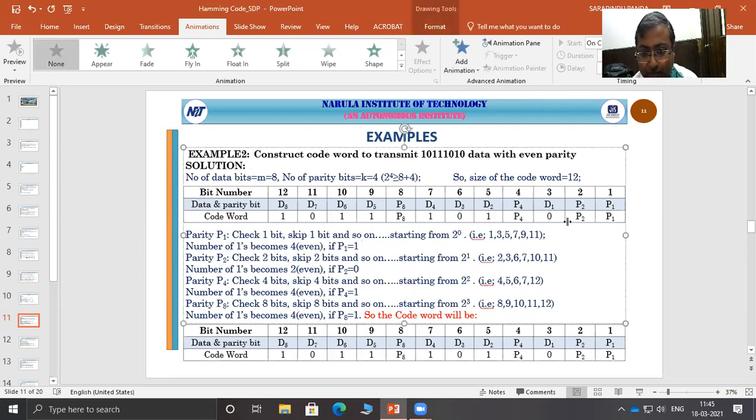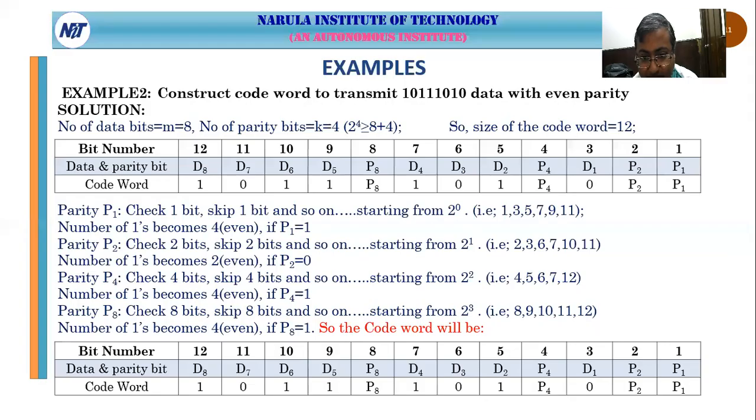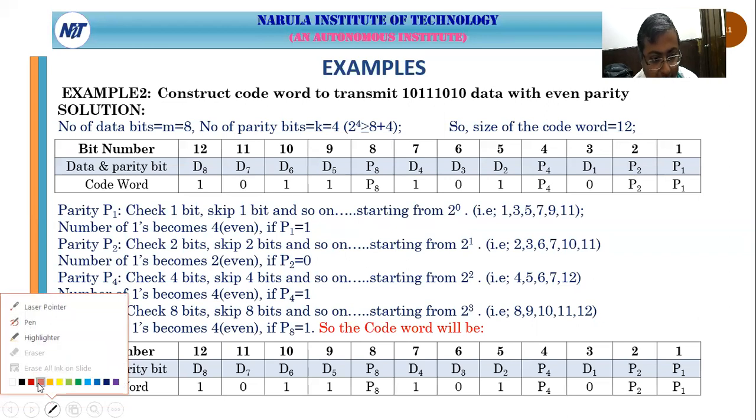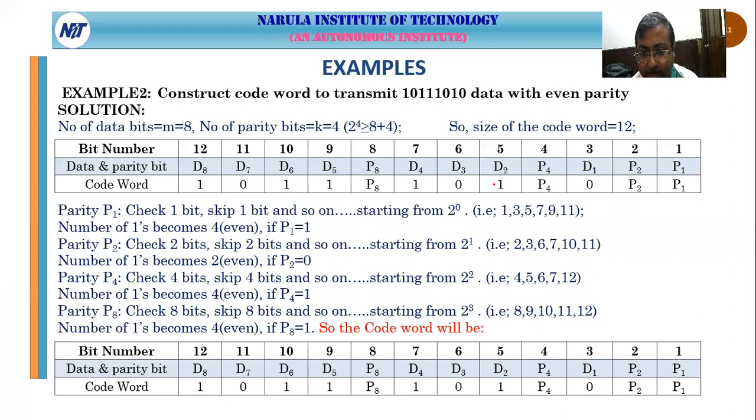So now for P2, check 2 bits, skip 2 bits. If I want to check, so this is 2, this is the skip, then 2, this is the skip, then 2. Okay, so then how many number of ones for P2? P2, 1, 2. Even, sir. So this is already even. So for this reason, P2 should be 0. Clear?